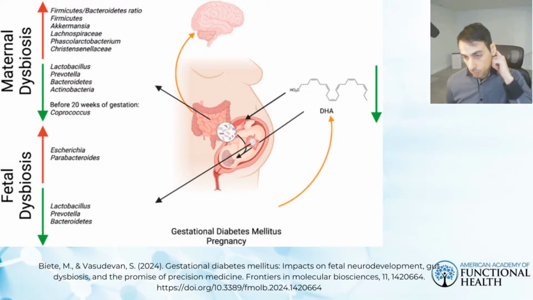Now, if you want to read more about this really interesting study, it's called Gestational Diabetes Mellitus: the impact on fetal neurodevelopment, gut dysbiosis, and the promise of precision medicine. On the right side, you can see that the researchers mention DHA, and they go deeper in their article into the microbiome gut-brain axis, which connects the gut to the brain and helps us understand neurodevelopmental and neuropsychiatric disorders, right? Which could impact the baby for the rest of their lives.